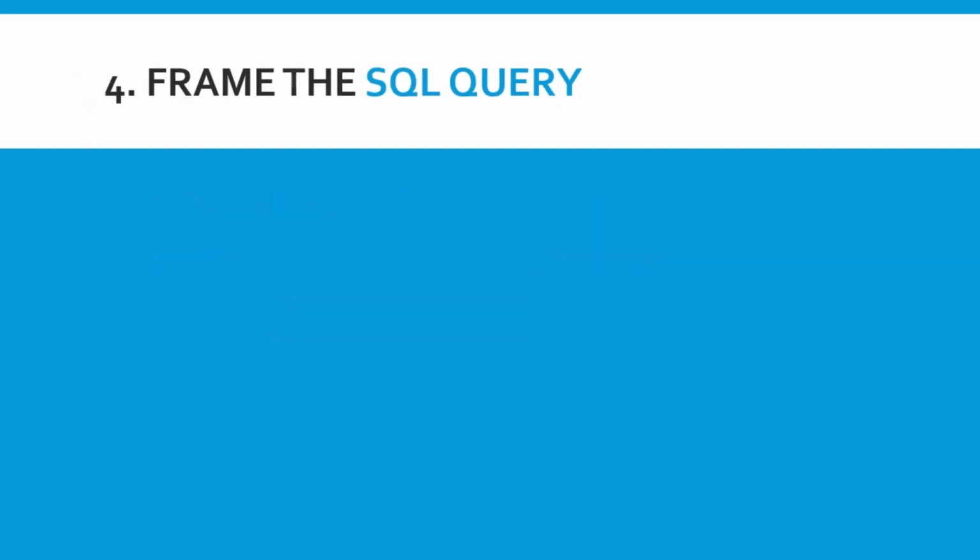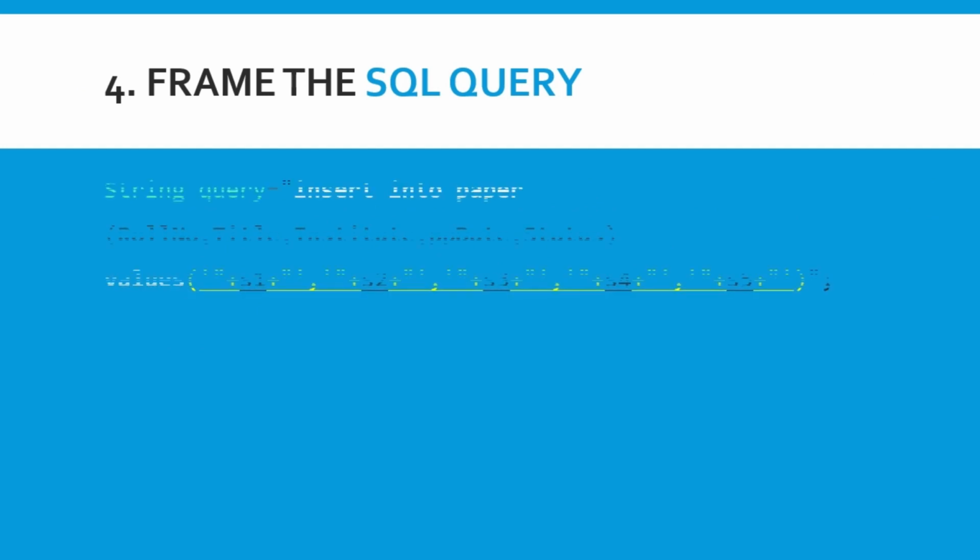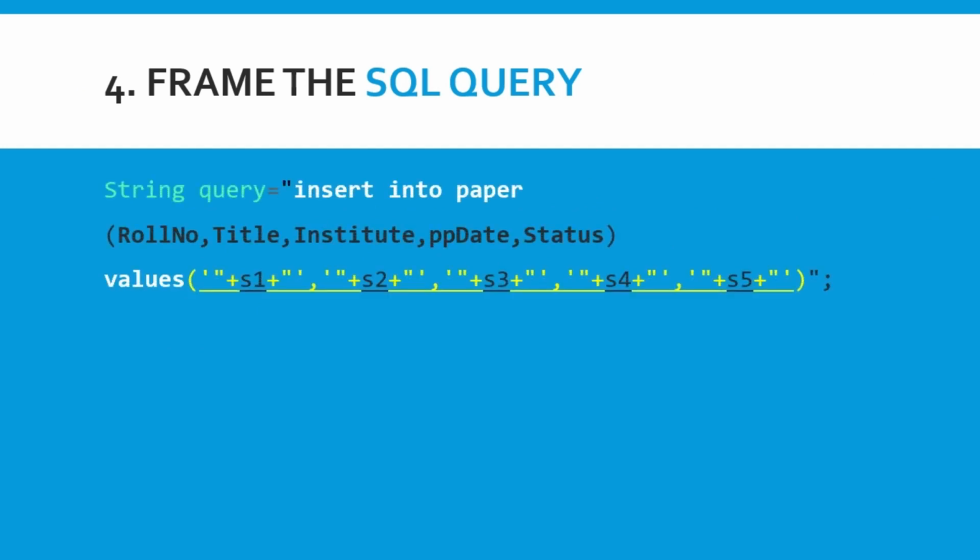The next step is to frame the SQL query. Since I am going to insert details from the application into the database table, I am making use of an insert query. I think you all are familiar with the syntax of the insert query: insert into the table name. Here I have created a table named paper inside the student DB database. It consists of 5 columns.